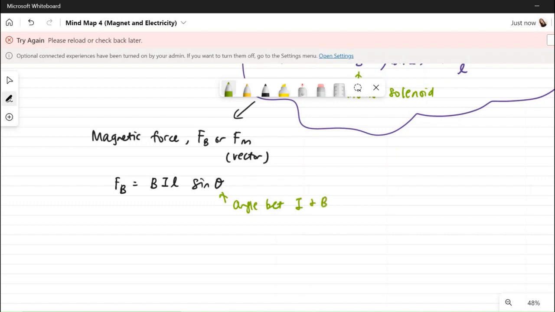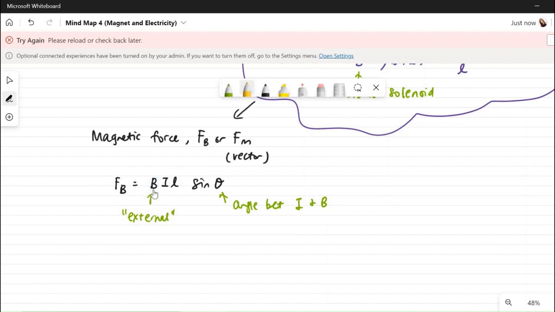So this B here must be an external B with respect to the current carrying wire, right? This B is not the B produced by the current itself. So you have to bear in mind that the magnetic force will only be exerted on the wire when you place a wire carrying a current of I in an external magnetic field of B.